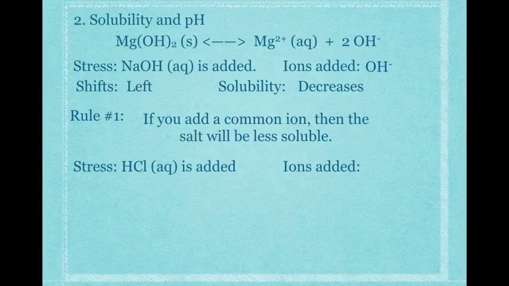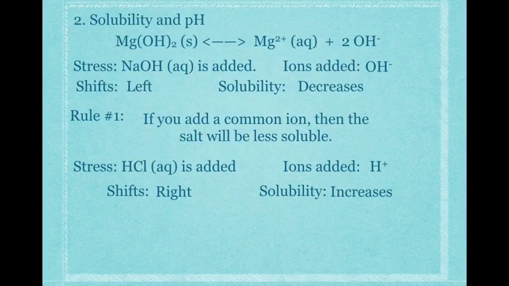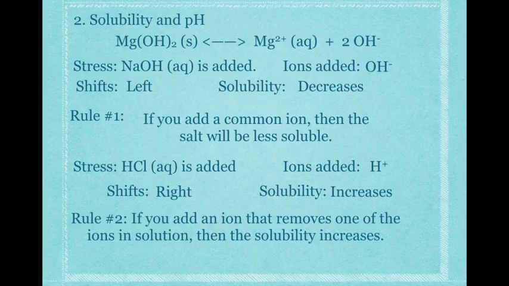What if instead I add hydrochloric acid, for example? Well, that isn't an ion in that dissociation reaction. However, what you should notice is that I'm adding H+. H+ is going to react with hydroxide, which we learned in this unit, and form water, which means the concentration of hydroxide ions is going to decrease, which means you're going to have a shift to the right. And if you shift to the right, that means your solubility is going to increase. So the second rule here is if you add an ion that's going to remove one of the ions in solution, then the solubility is going to increase.